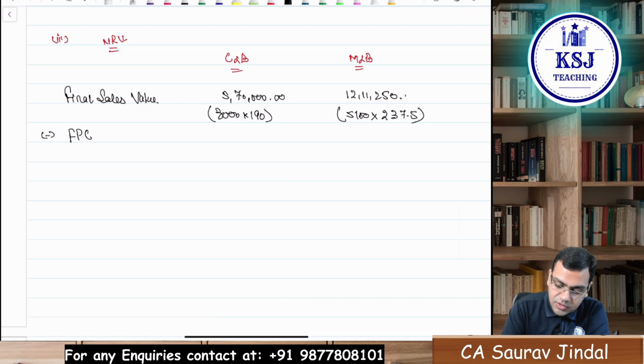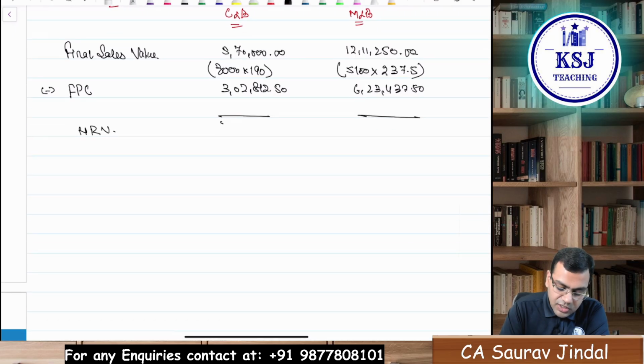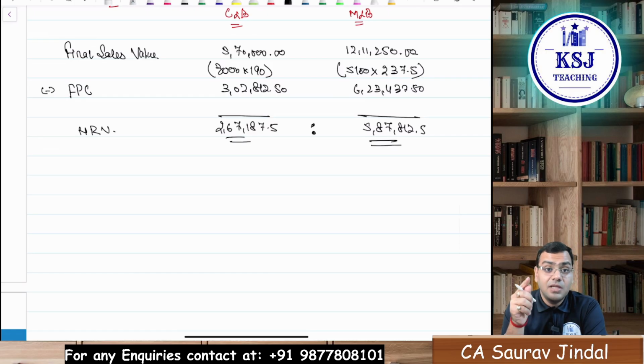So FPC is how much? 3,02,812.5, and for the other one it is 6,23,437.50. So this will give you the NRV, that is net realizable value, that is 2,67,187.5 and 5,87,812.5. Now this NRV becomes what? This NRV becomes the ratio in which the joint cost will be distributed. Now this is the ratio here. That is why I marked it.